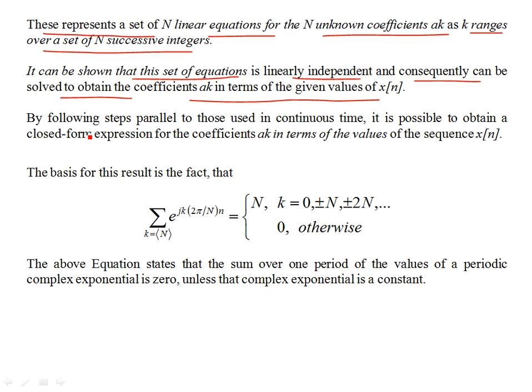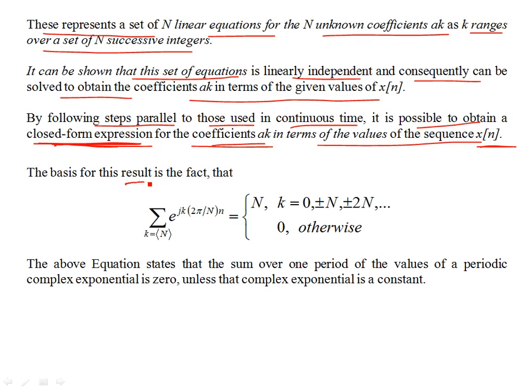The other way is to follow the same steps as we have done before for the evaluation of Fourier series coefficients for the continuous time case. Following steps parallel to those in continuous time, it is possible to obtain a closed form expression for the coefficients a_k in terms of the values of the sequence x of n. So now we consider an arbitrary sequence, well, the sequence was arbitrary in the first case as well, but we consider x of n and try to find the exact expression for a_k that is unique in terms of an arbitrary sequence x of n.